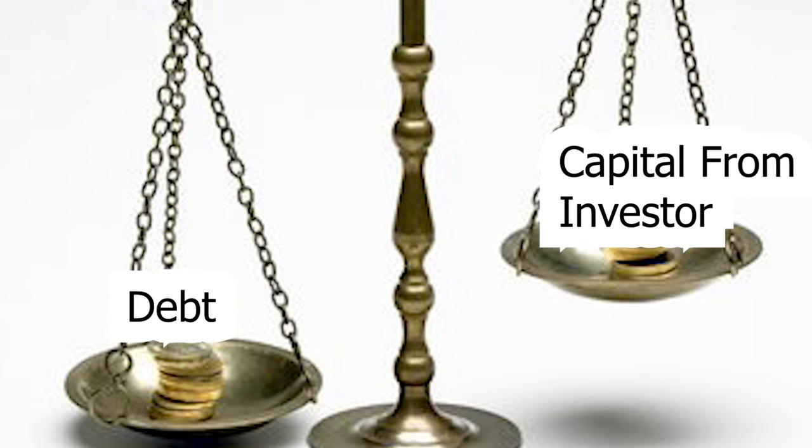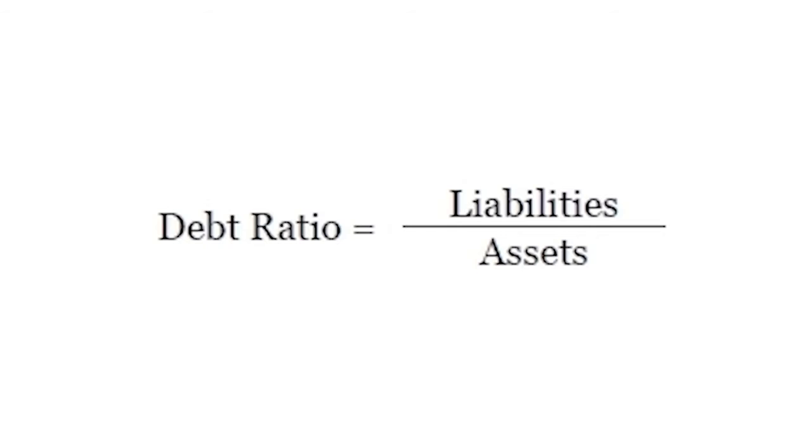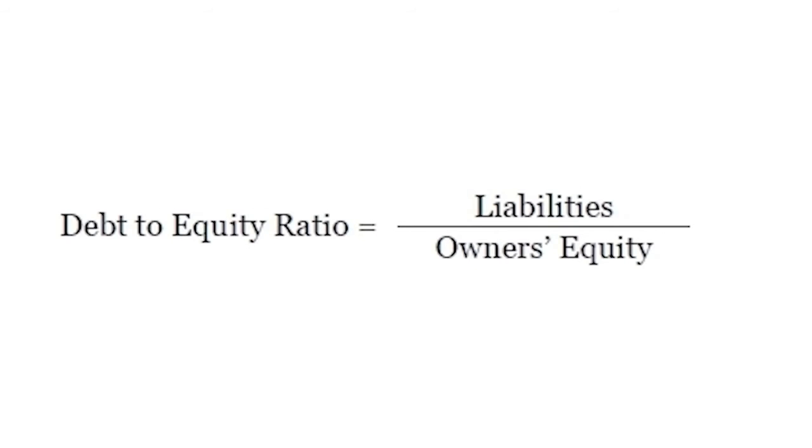Financial leverage ratio shows the extent to which a company has used debt as opposed to capital from investors to finance its operations. A company's debt ratio shows what portion of the company's assets has been financed with debt. A company's debt to equity ratio shows the ratio of financing via debt to financing via capital from investors.